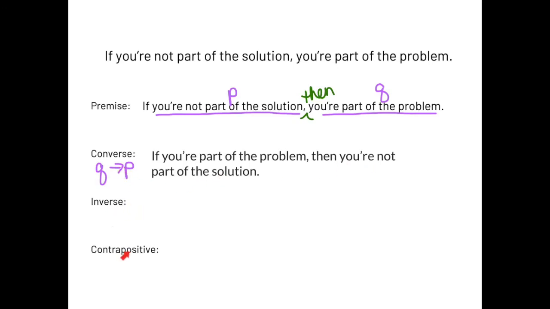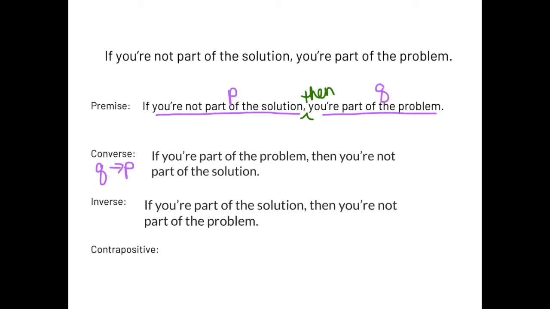Now, as we get into the inverse and the contrapositive, where we're starting to negate things, this is going to be a little trickier. You have to be extra careful because it's already a negative statement, if you're not part of the solution. So not part of the solution would actually mean that you are part of the solution. So when we take this premise and we negate it for the inverse, instead of saying you're not part of the solution, we would say if you are part of the solution, then you're not part of the problem. So remember that the inverse is if not P, then not Q. You have to be extra careful when you're negating something that already is a negative concept.